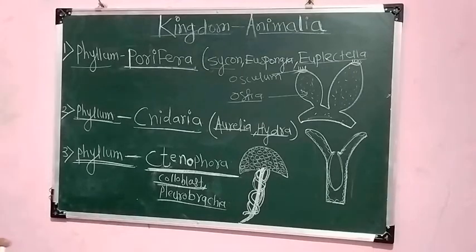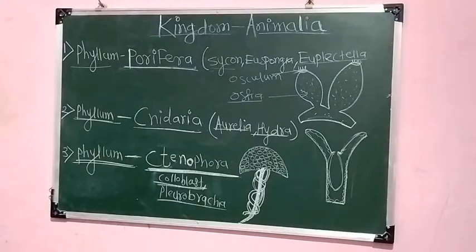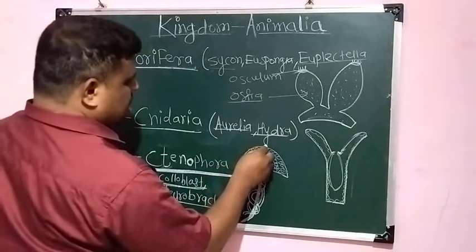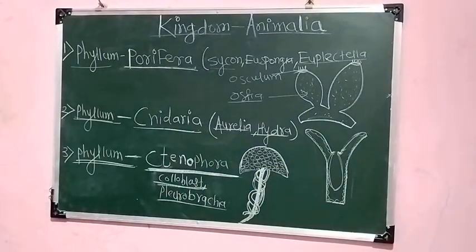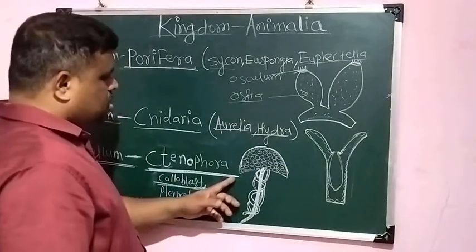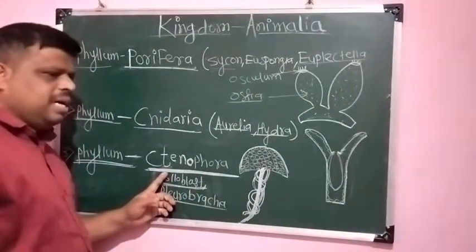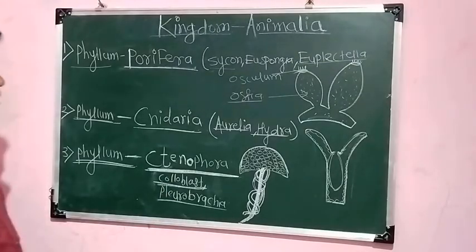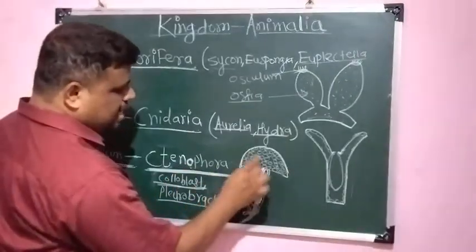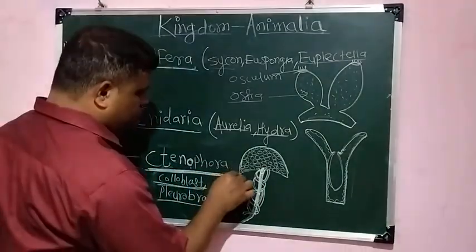Okay, then they lack nidoblasts. That's why these are called anidarians. I repeat my sentence. These ctenophorians lack nidoblast cells. That's why these are known as anidarians, and that's why these are called ctenophorians.